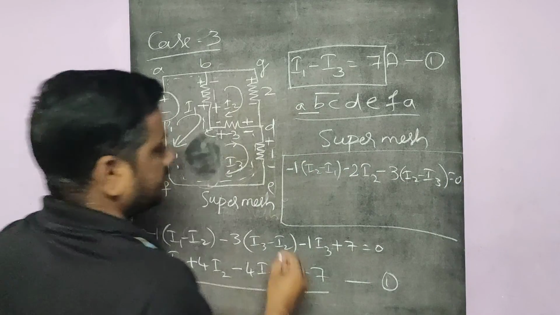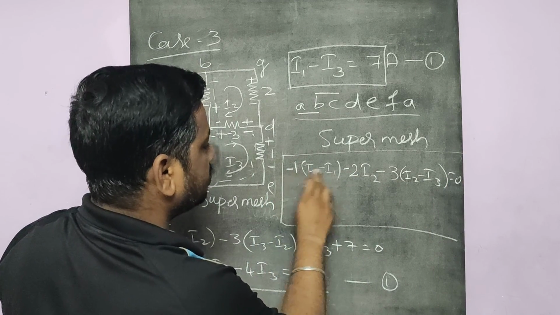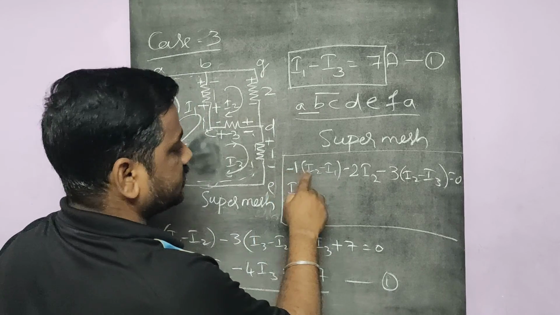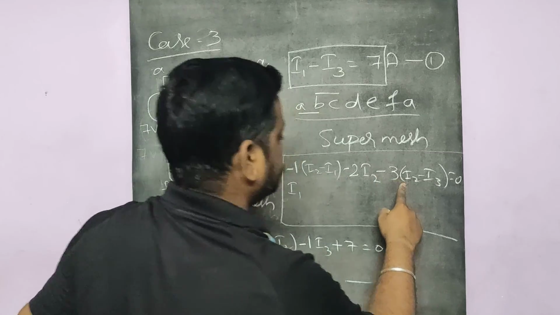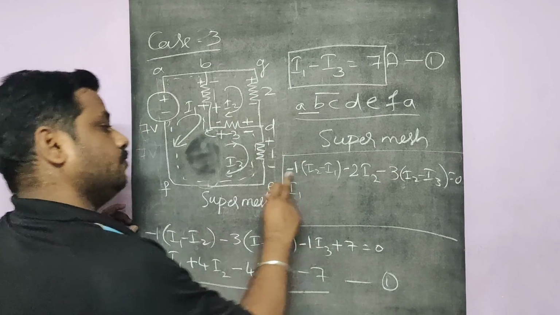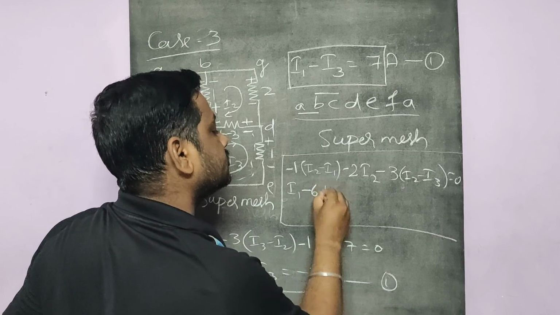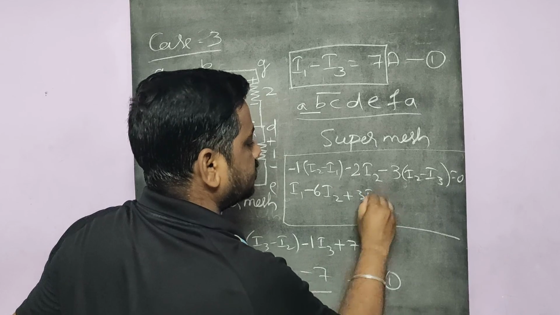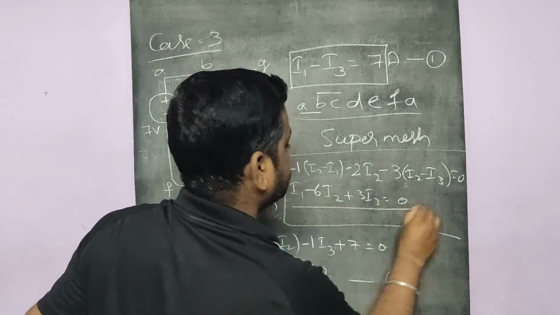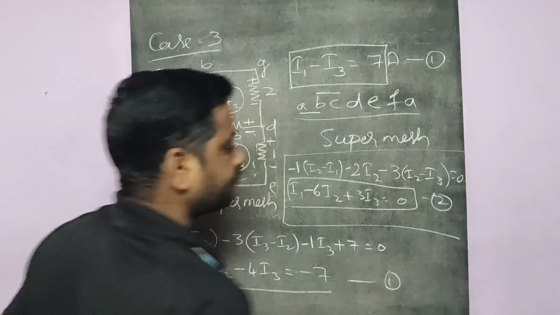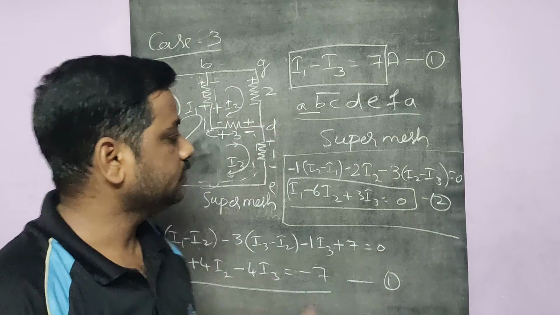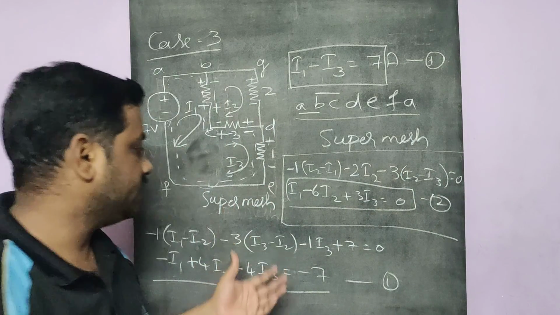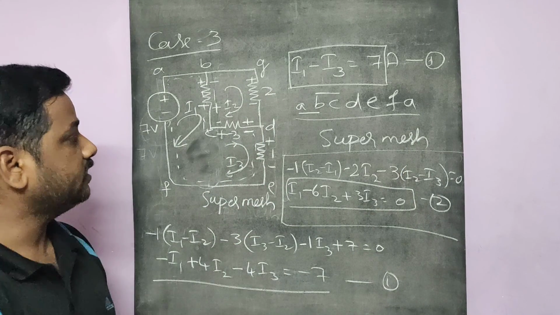Now after expanding this, first let me write the I1 term. So minus plus I1, minus I2, minus 2I2, minus 3I2. So totally 3 plus 2 is 5, plus 1 is 6, so minus 6I2. Then we have minus plus 3I3 equal to 0. So this is going to be equation 2. I got equation 1, equation 2, and you can name this as equation 3. Simplifying these, we get all the unknown parameters I1, I2 and I3.